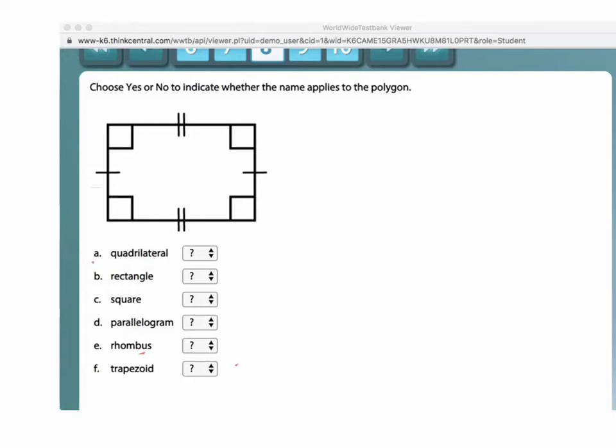To sum up then, yes, it is a quadrilateral. It is a rectangle. It is not a square. It is a parallelogram. It is not a rhombus, and it's not a trapezoid.